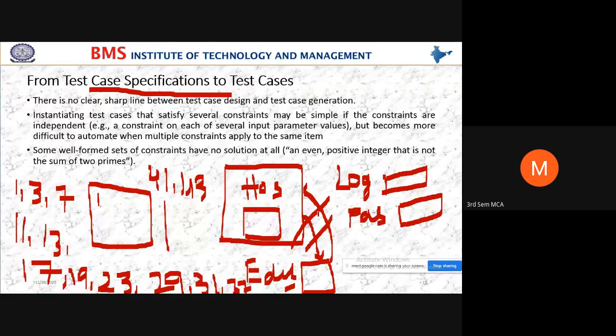So test case generation is nothing but the test cases we write. Here there are no specific constraints for writing the test case. Everything depends on the problem statement, what type of problem we have. Based on that problem statement, we write a test case, and sometimes it is difficult to find the solution for the test case.